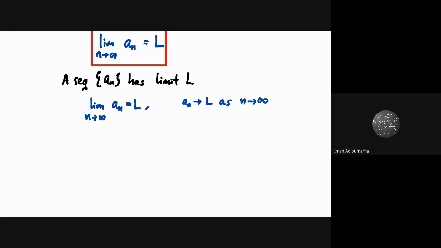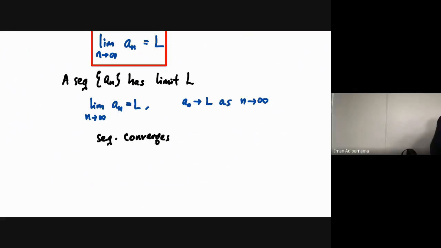And we say the sequence converges, or convergent if you want, if the limit exists. And then the sequence diverges if the limit doesn't exist.